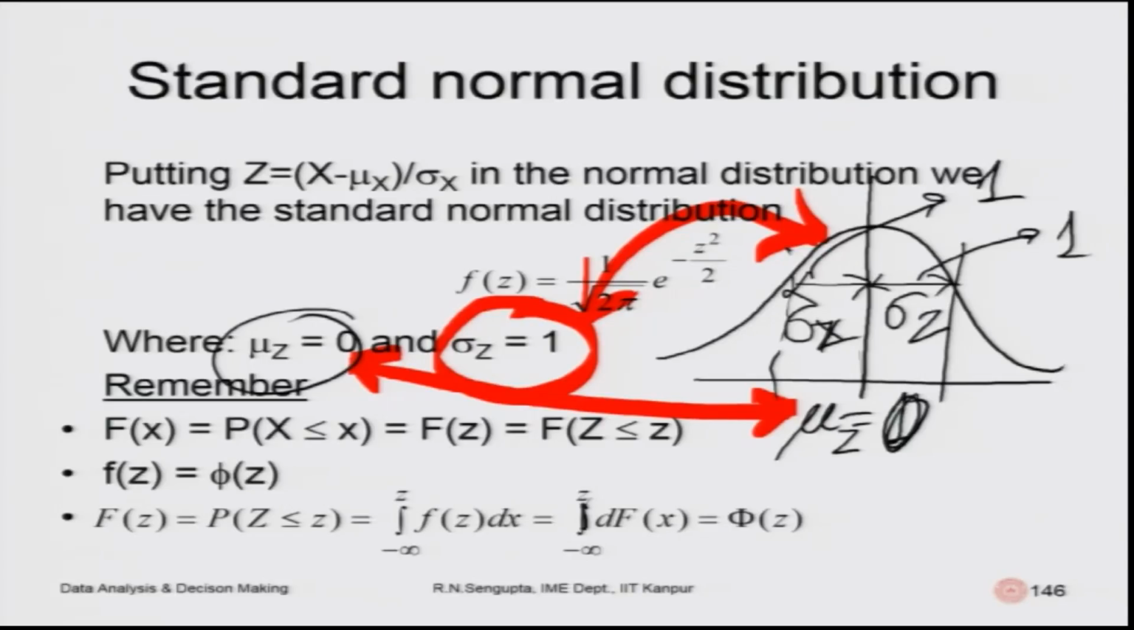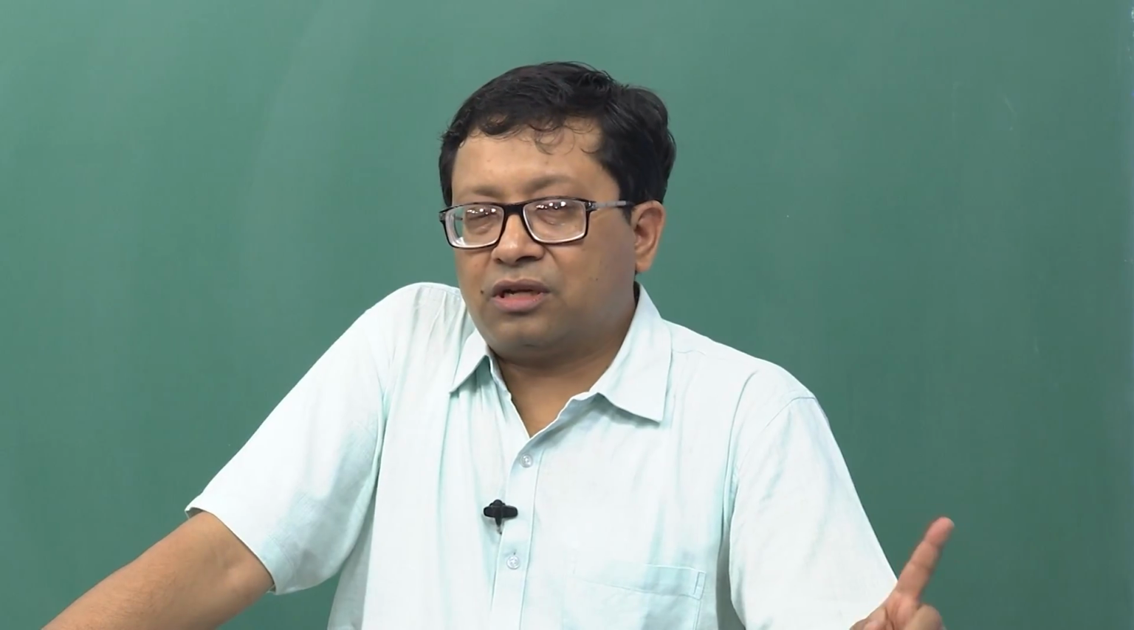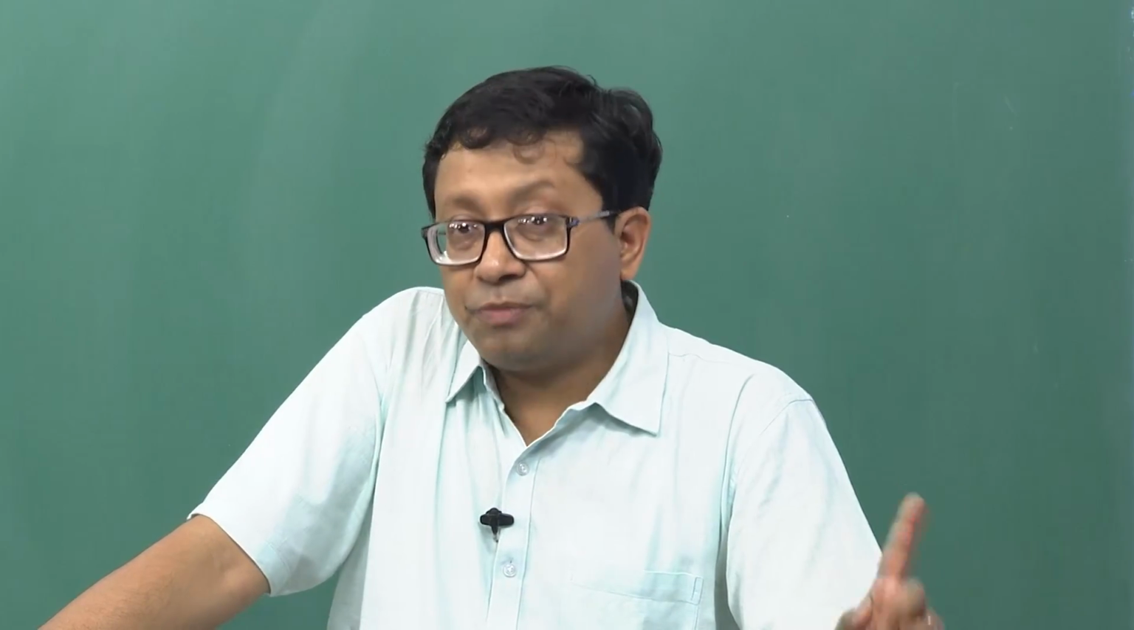f of x means you add up all the values for x starting from minus infinity up to x. So, obviously, the corresponding values in the case of the standard normal deviate would also be from minus infinity to the small z value, where x and z have a one to one correspondence, and that would be given by capital phi of z.